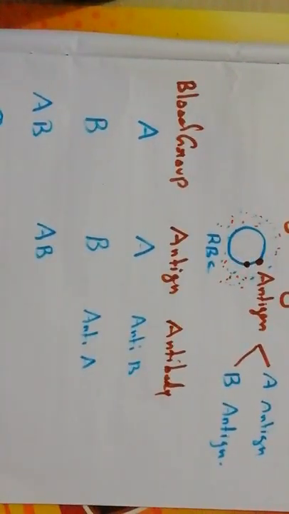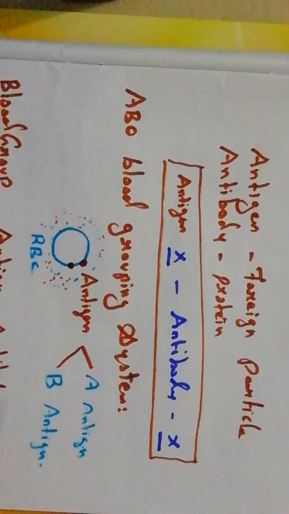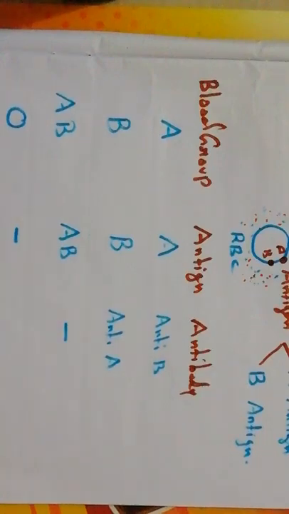Then if both antigens are present on the surface, what happens there? Listen. Here the A antigen is there as well as the B antigen. In case there were A and B antibodies here, they would react. If it is A, A may react; if it is B, B will react; if it is both, both will react. That's why there is no antibody here.